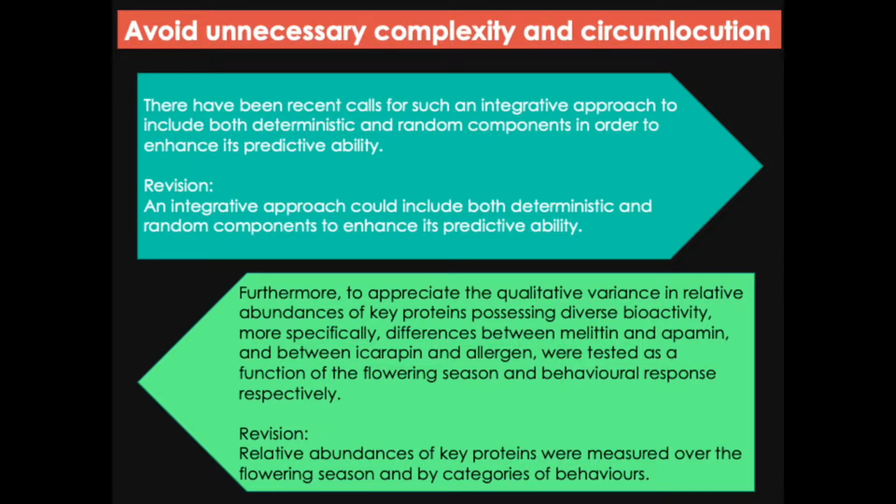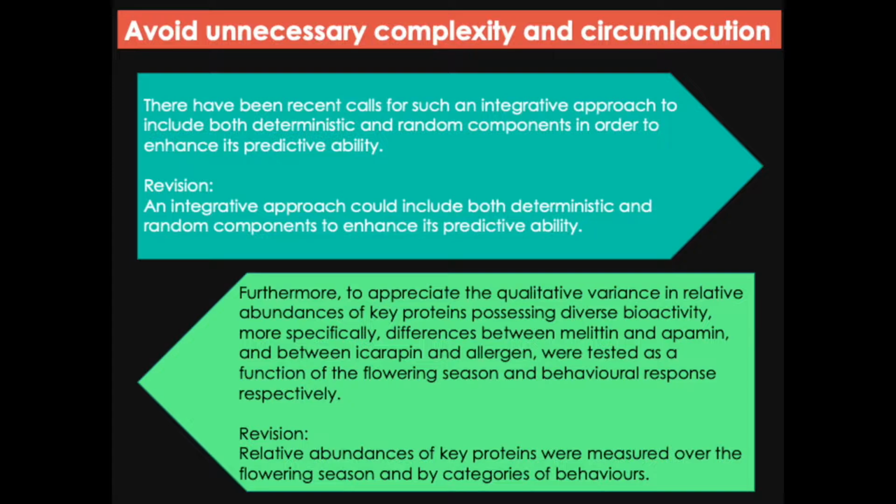So my suggested revision says an integrative approach could include both deterministic and random components to enhance its predictive ability. And I also took out in order. Whenever you say in order to something, most of the time you can take out in order.